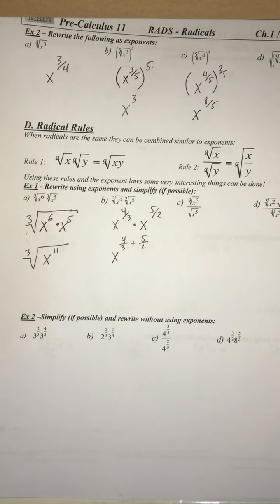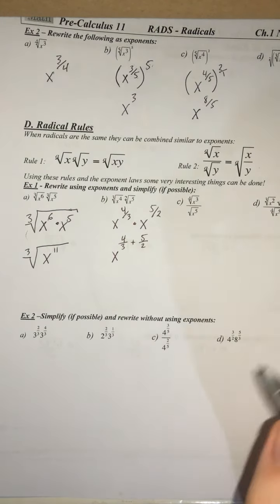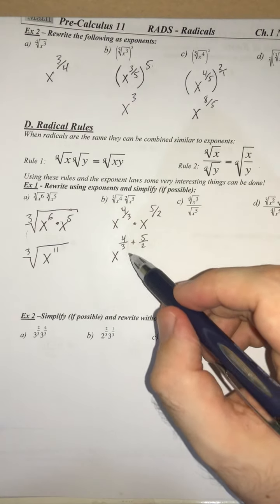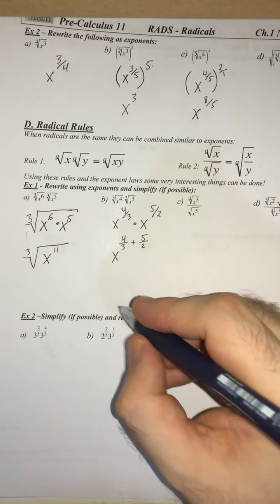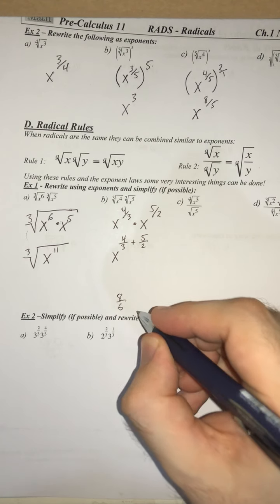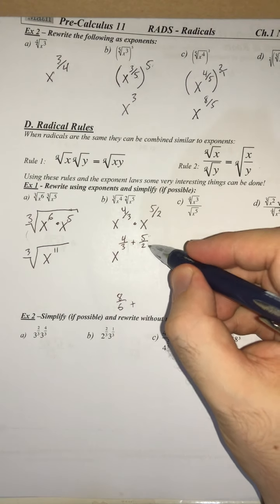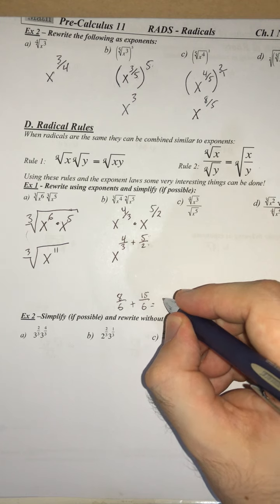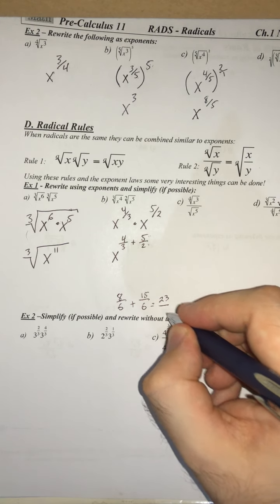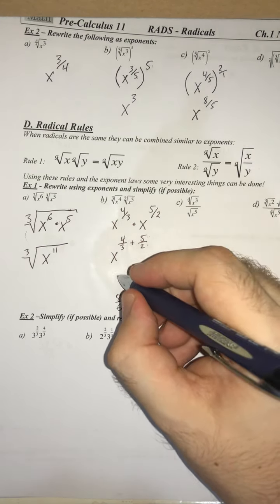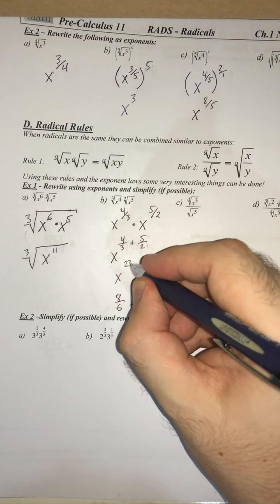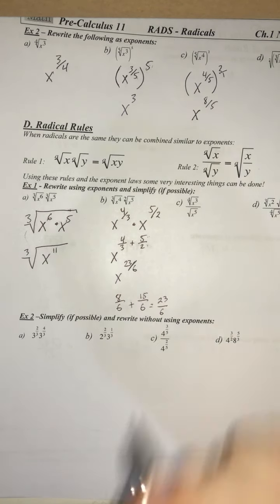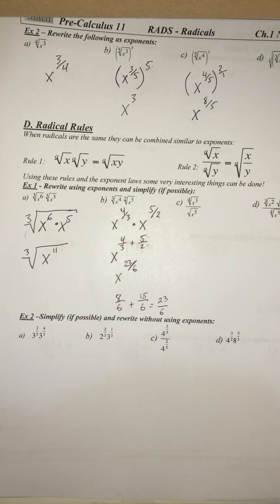You should hopefully remember how to add and subtract fractions. I need to make a common base. So in order to do that, times this by 2 over 2. So I'd get 8 over 6 plus, multiply this by 3 over 3, 15 over 6. We'd get 23 over 6. So I'd end up with x to the power of 23 over 6. Yes, you can have a really ugly function like this.